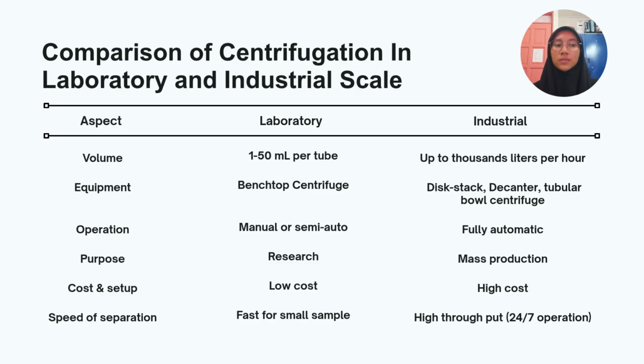So the lab centrifuge is small, manual, and used for testing only. But the industrial centrifuge is big, fast, and used for mass production. But both use the same principle, which is that we spin the sample to separate it based on density using centrifugal force. For further understanding, you can refer to the comparison table below.